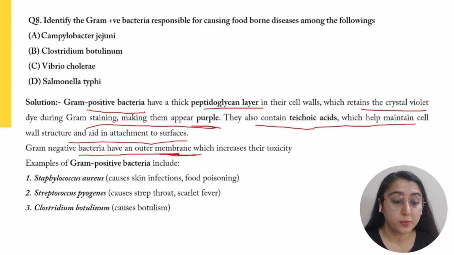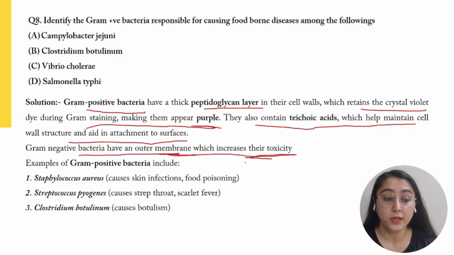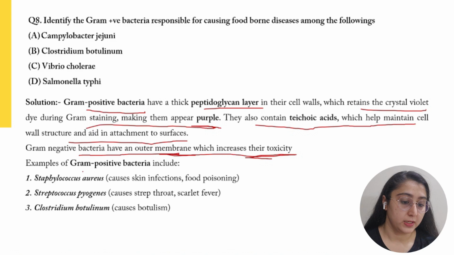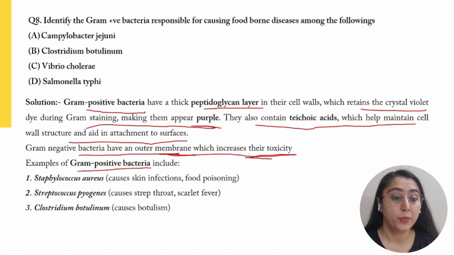And because of the outer membrane that they have, they have high toxicity. So this is a thumb rule that gram-negative bacteria are generally more toxic than gram-positive bacteria. So now, examples of gram-positive bacteria which are known to cause certain illnesses.